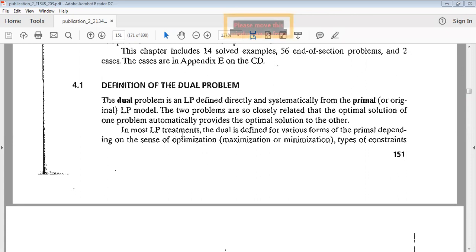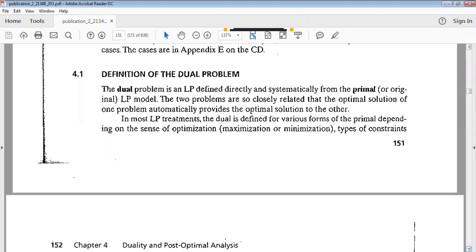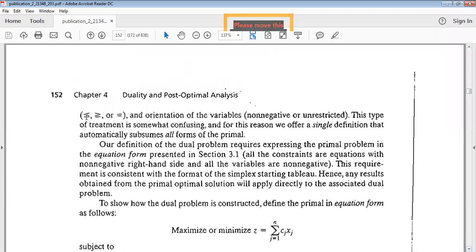In most linear programming treatments, the dual is defined for various forms of primal depending on the sense of optimization, maximization or minimization, types of constraints, nothing but less than or equal to, greater than or equal to, or equal to, and the orientation of the variables, non-negative or unrestricted. This type of treatment is somewhat confusing, and for this reason, we offer a single definition that automatically subsumes all forms of the primal.